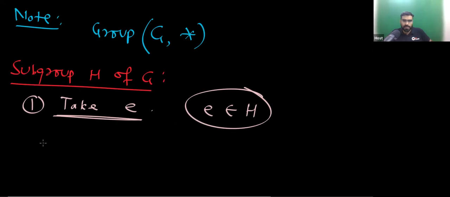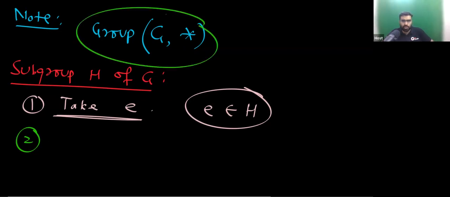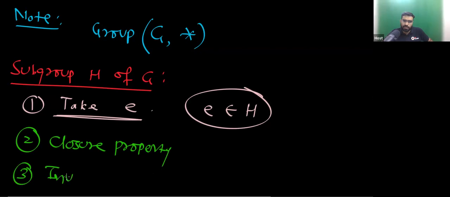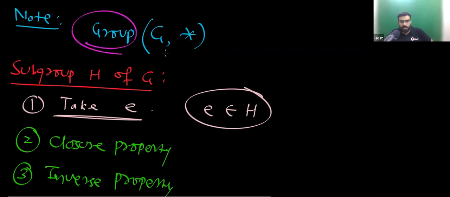Now, the second thing: will you check the associative property? There is no need, because star is already associative. So you don't have to check the associative property. The next things you have to check are the closure property and the inverse property. Only these properties you need to check. Remember, star is already associative because it is a group.